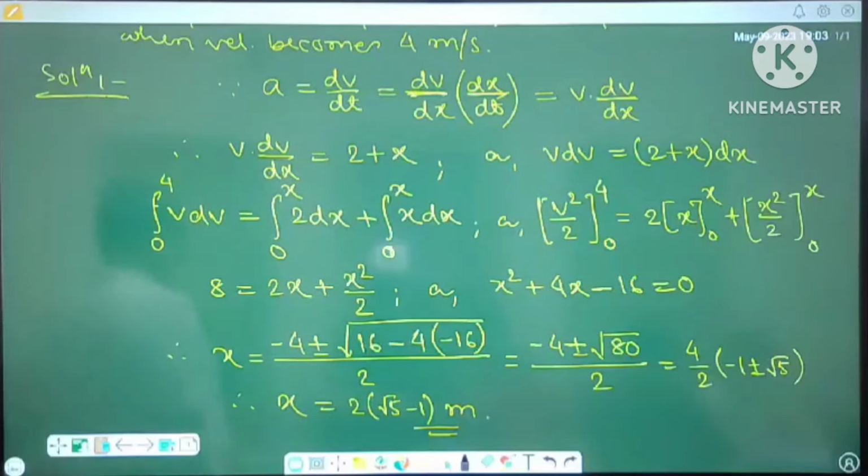The displacement of this particle when the velocity is found to be something called 4 meter per second.